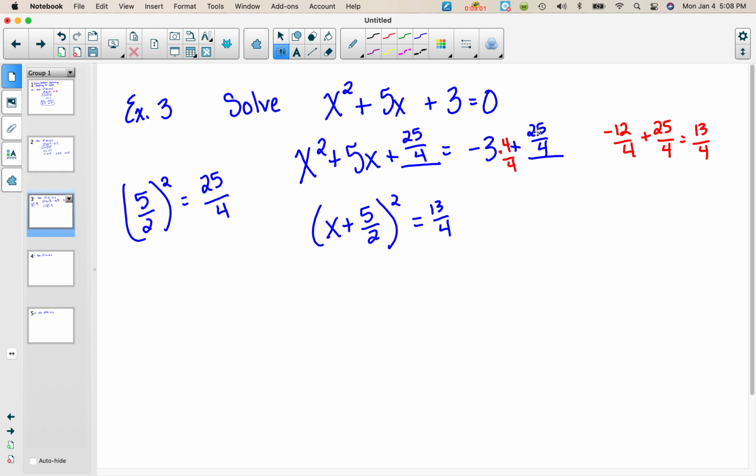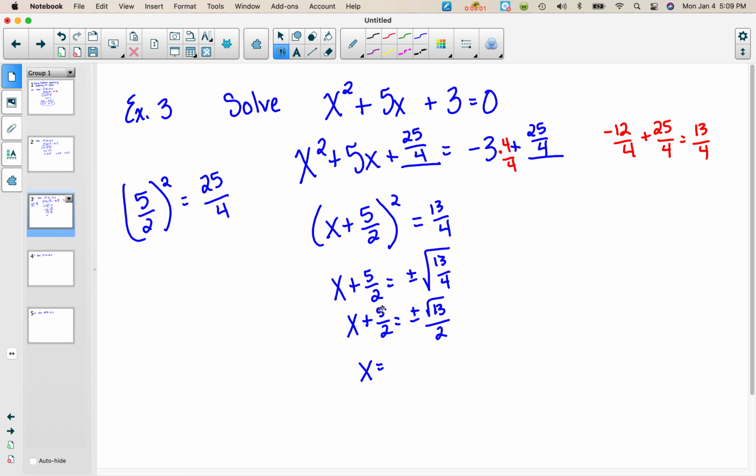Okay, if you need to use your calculator, fine. So now I'm going to square root both sides. So I get x plus 5/2 equals plus or minus the square root of 13/4. Now you can take the square root of the top and the square root of the bottom. So it would be better to write this as x plus 5/2 equals plus or minus the square root of 13 over the square root of 4. Now the square root of 4 is just 2, so I'm going to write it that way.